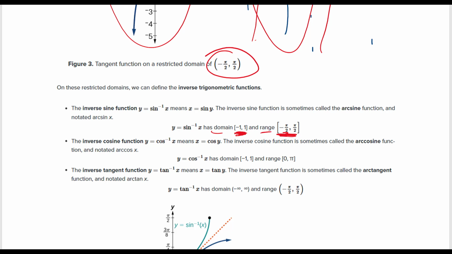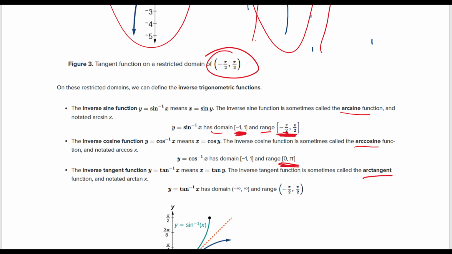its output would be the range of sine. Likewise, for the inverse cosine function, y equals cosine inverse of x, means x equals cosine of y. The inverse cosine function is sometimes called the arc cosine. Yeah, the arc sine, arc cosine, arc tangent. That might actually be what's in your calculator too. I think that's what's on my TI-84. y equals cosine inverse of x has the domain of -1 to 1 and the range of 0 to pi, as we discussed above in the diagram.